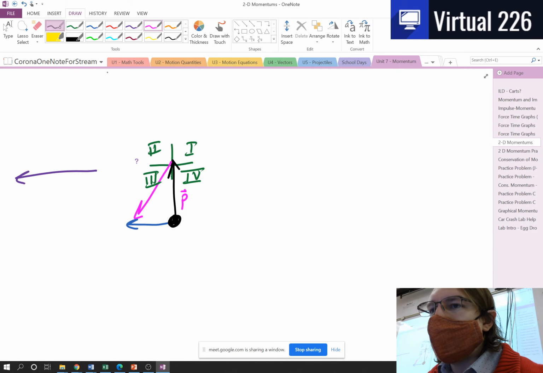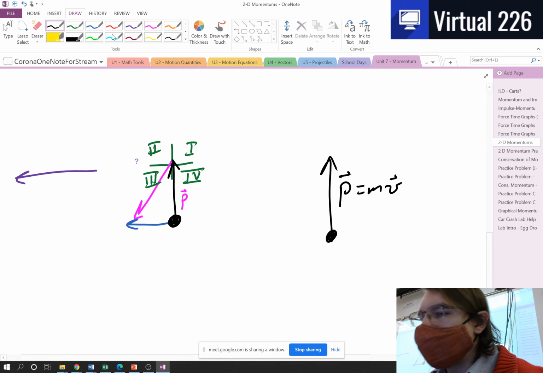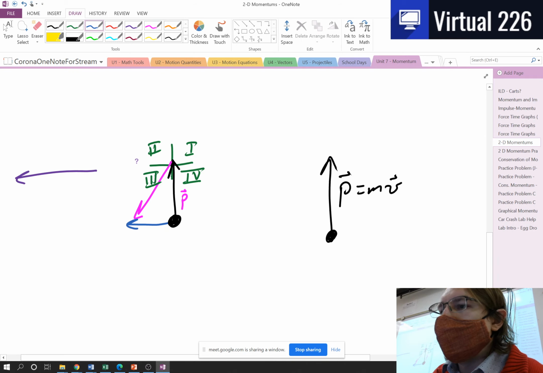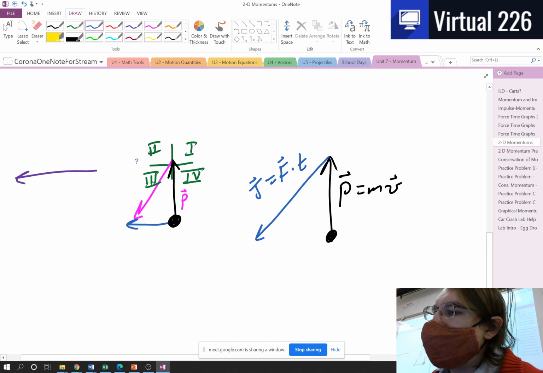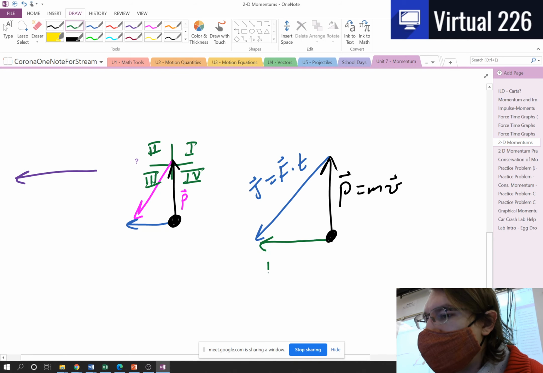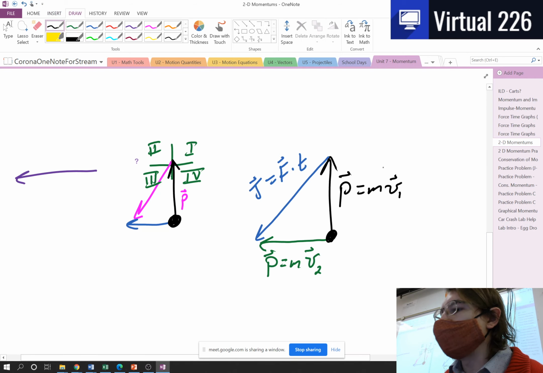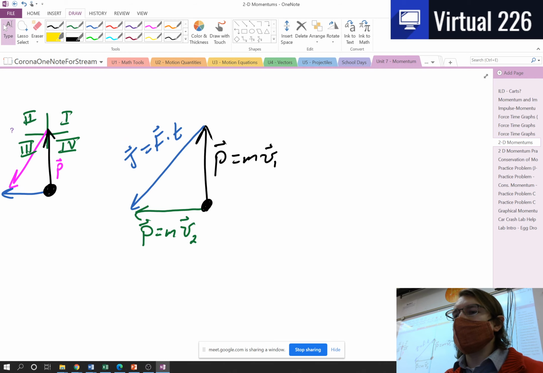If I have a momentum going this way, which is a mass times a velocity, I need to hit it with some impulse, which is a force multiplied by a time. And if I do that, I am going to get it to go this way with some momentum, which is a mass multiplied by velocity. And that's technically v2, and this up here is v1. So let's see what we can get in this problem, kind of setting it up.